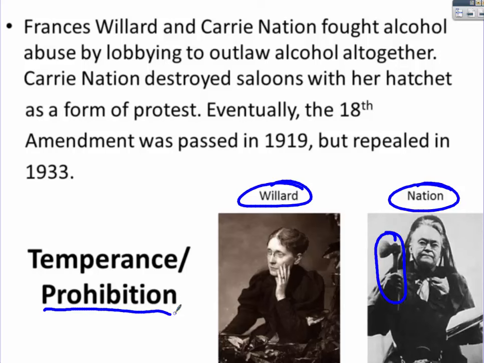Eventually, the 18th Amendment is passed in 1919, but repealed in 1933 because it contributed to organized crime. Al Capone came to power in Chicago simply because he was making all of his money bootlegging illegal alcohol. So prohibition was simply just not manageable by the government, but the temperance and prohibition movement did gain enough traction to have the 18th Amendment passed in 1919.